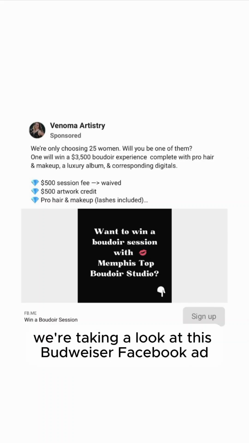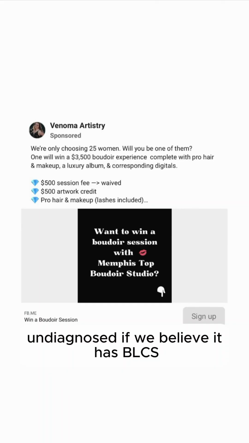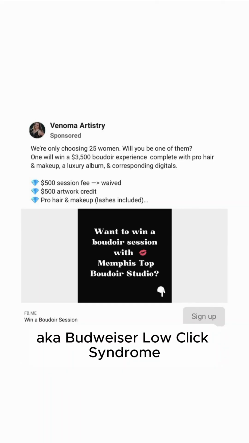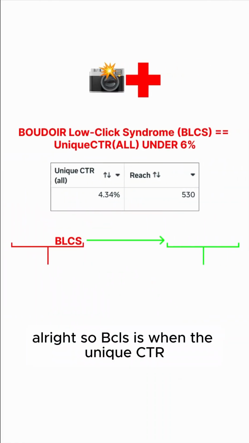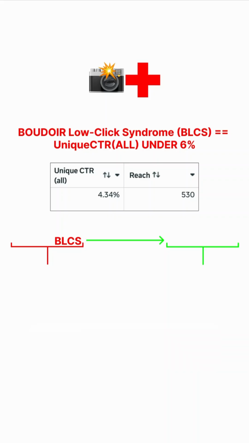All right, y'all, we're taking a look at this Boudoir Facebook ad. Going to diagnose if we believe it has BLCS, aka Boudoir low click syndrome. BLCS is when the unique CTR all of our Boudoir Facebook ad is under 6%.